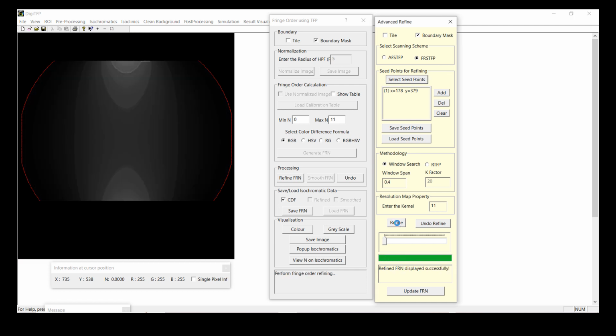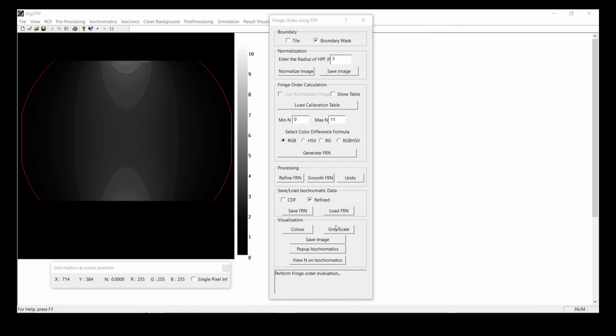Now I'll just update this refine fringe order grayscale. We are able to see in this region of interest, which is marked by the red line, the fringe variation is continuous from 0 to a higher shade of gray. So this is correctly refined.